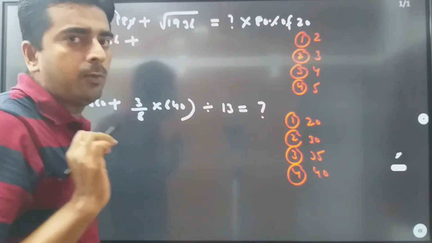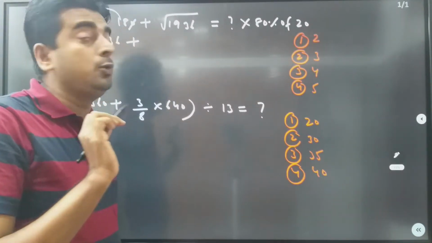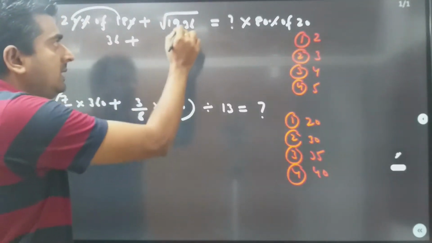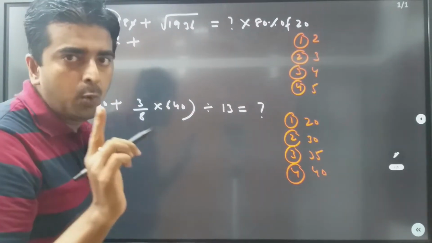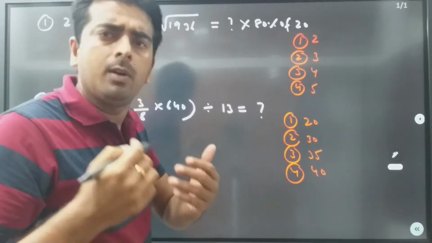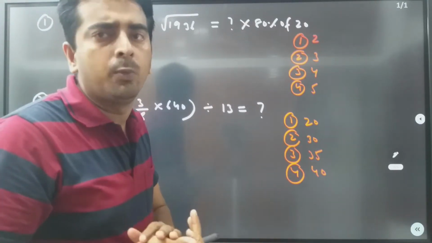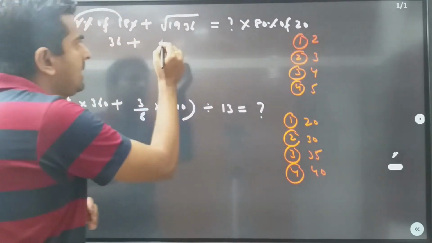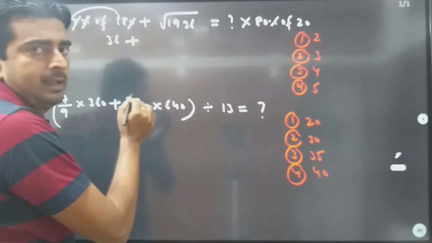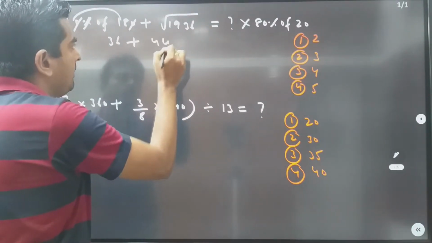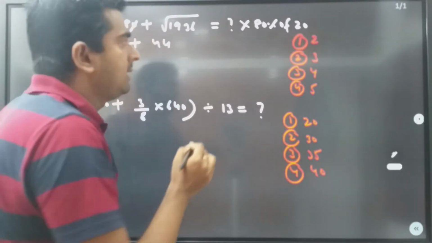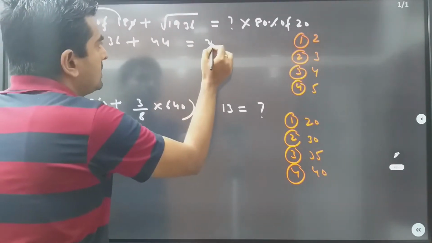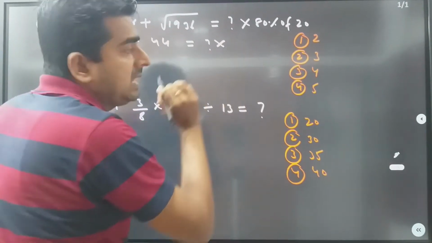Now what about this one? Square root of 1936. That means you should know squares, right? Since the number ends with 6, the root ends with 4 or 6. In my upcoming videos I will tell you how to find the square root of a number. Here just remember the square root of 1936 is nothing but 44. So 36 plus 44 is equal to question mark into 80% of 20.